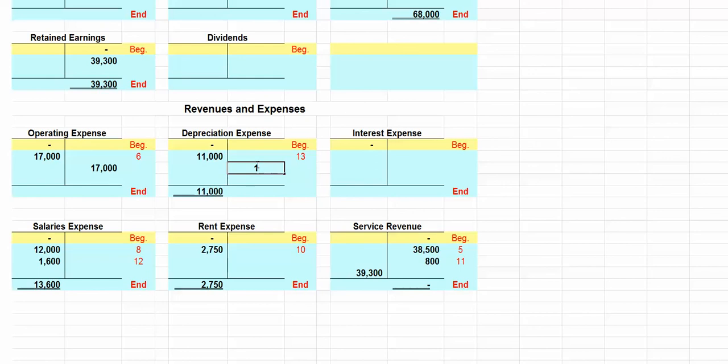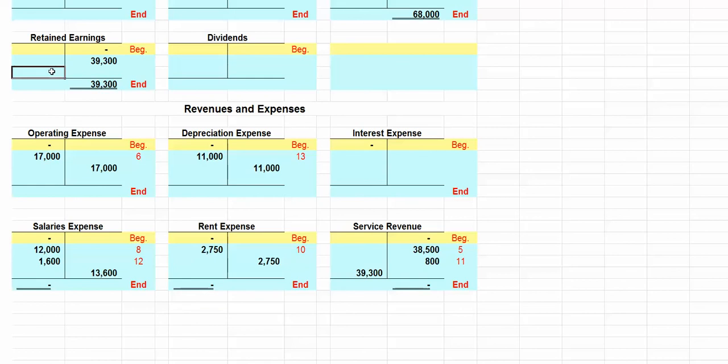We will credit depreciation expense for $11,000, which will again make that balance go to zero. Salaries expense will be credited for $13,600, which will make salaries expense go to zero. Rent expense will be credited as well for $2,750, which will make rent expense go to zero.